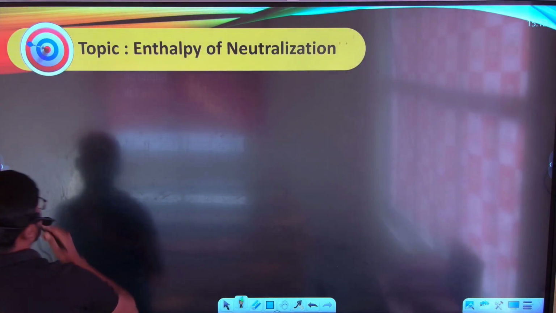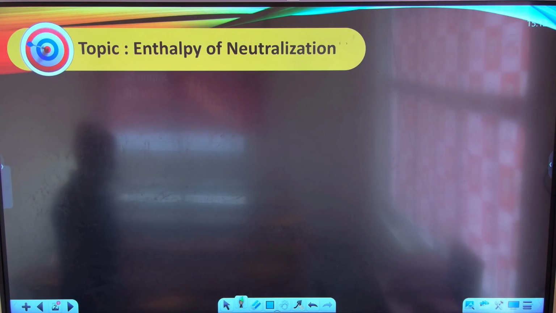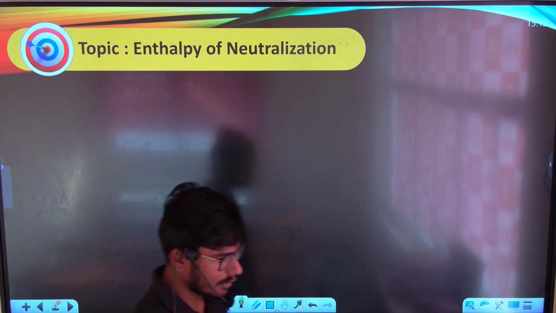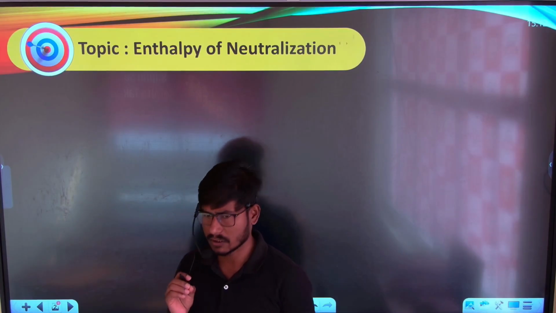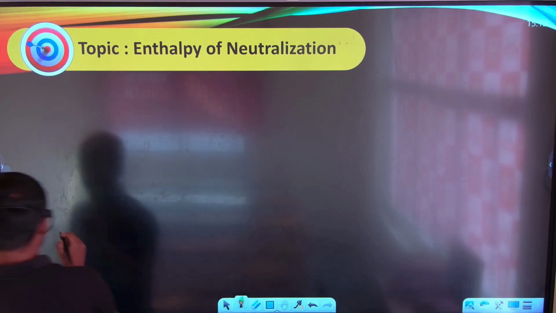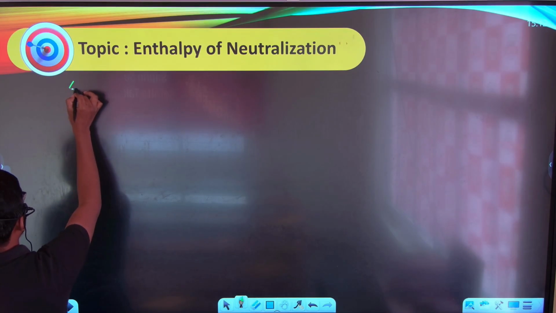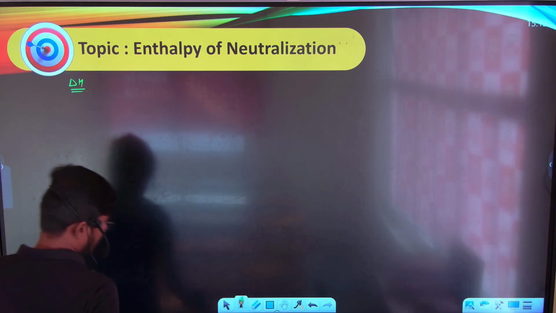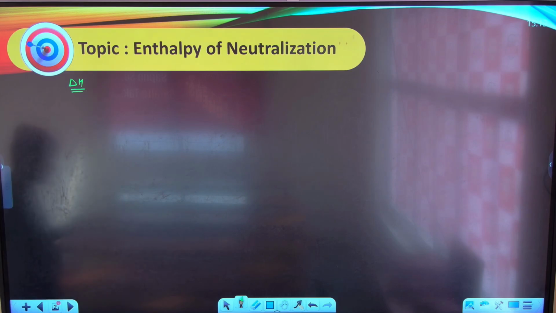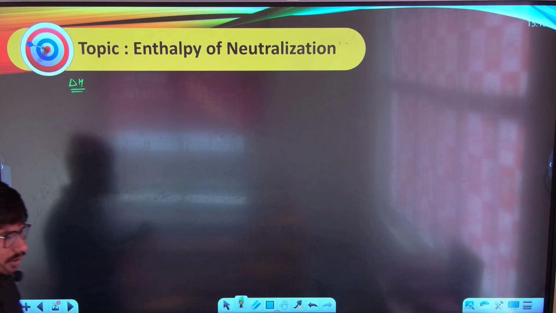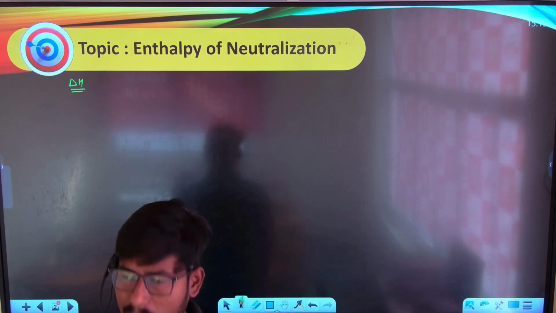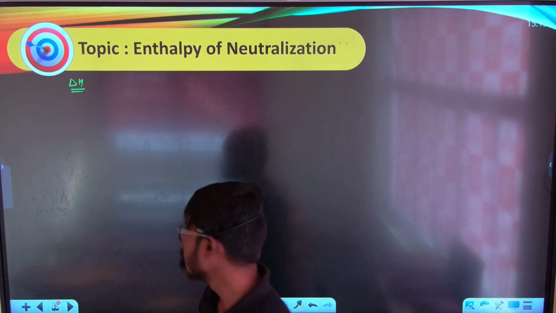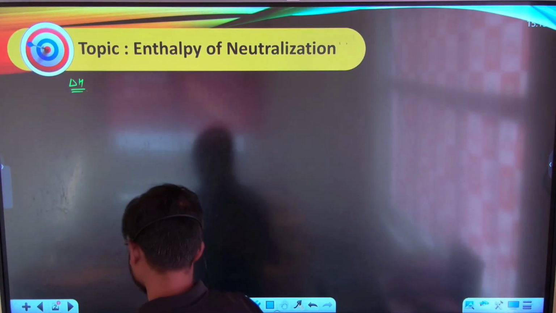Studying today about enthalpy of neutralization reaction. First we have to know what is enthalpy of a reaction. Simply, change in heat energy. Enthalpy change is represented by delta H. That means change in heat energy. When a reaction is taking place, how much energy is absorbed, how much energy is emitted, that's what we study. So here we are studying about enthalpy of neutralization.